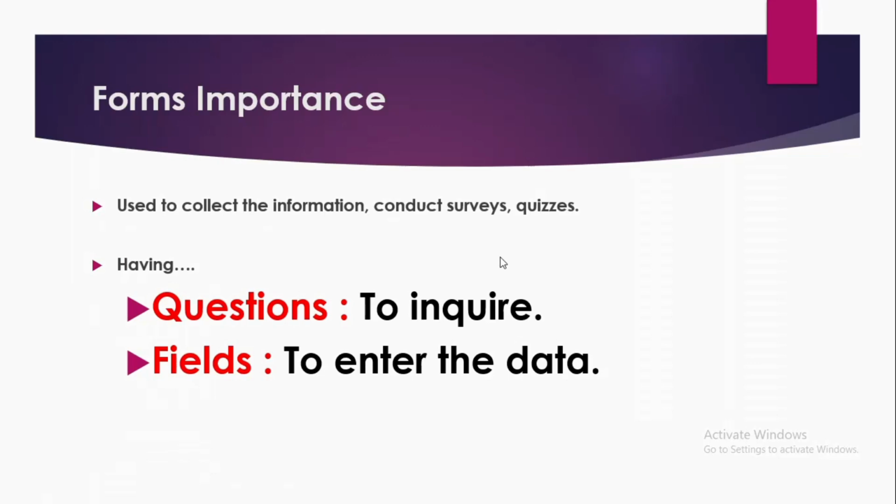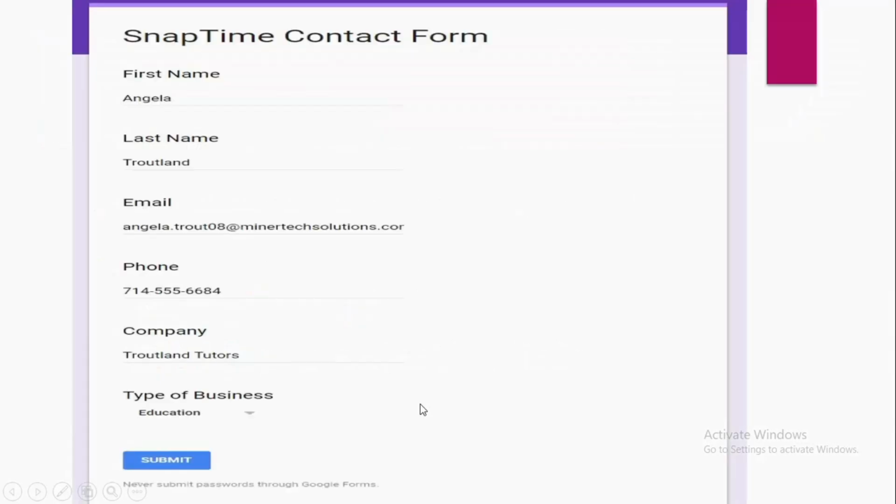A form consists of two main components: questions as well as fields. Questions look like this. Questions are usually clear, easy to understand, and in a short format. And these are the fields. Fields are used to enter the response for the question.